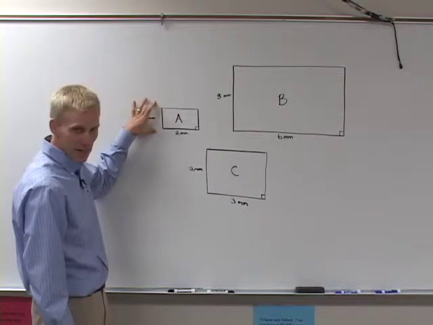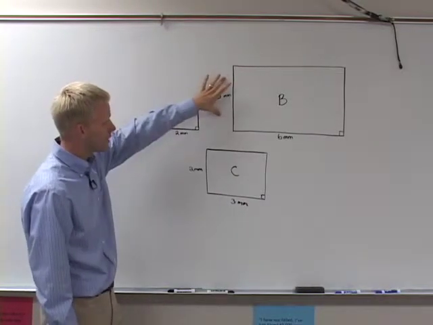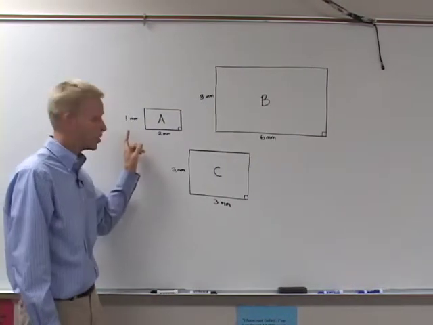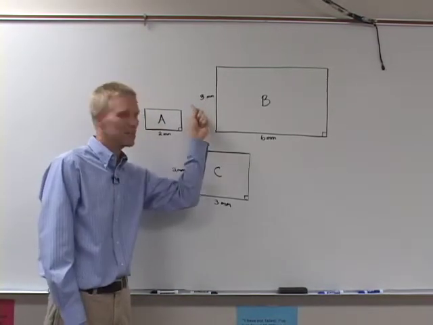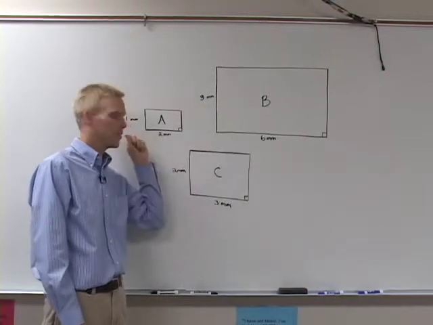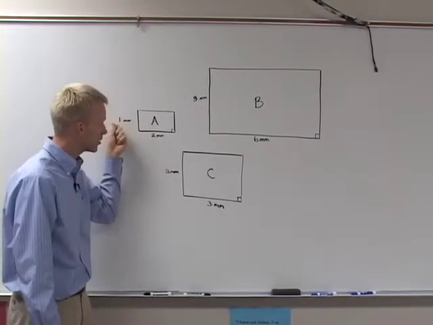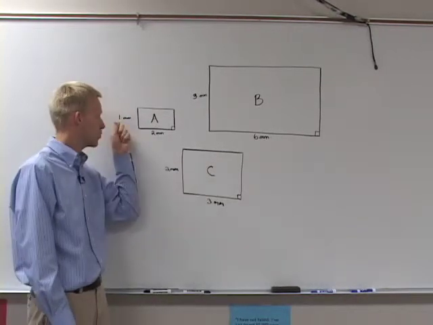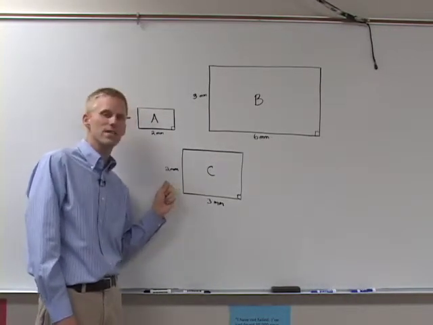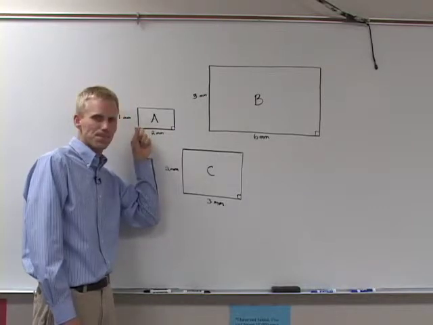1, in this case, A, became 3 for B. The relationship between 1 and 3 is a scale factor of 3 because this is 3 times larger than this. The scale factor between A and C is now 2 because we went from 1 to 2. This is twice as large as this.